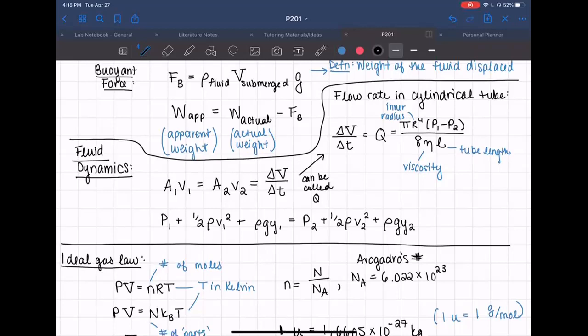There are other assumptions that go on, like laminar flow, so smooth flow, and an incompressible liquid. You can usually assume those things just based on the level of class that we're in. So that same change in volume over change in time, we're now going to call uppercase Q, and that's equal to pi r squared times the pressure difference divided by 8 times viscosity times the tube length.